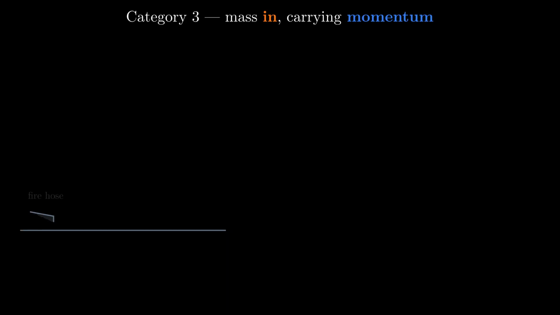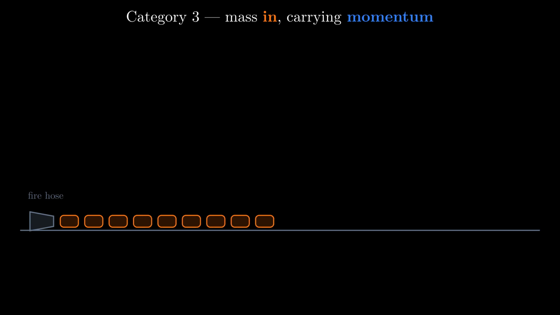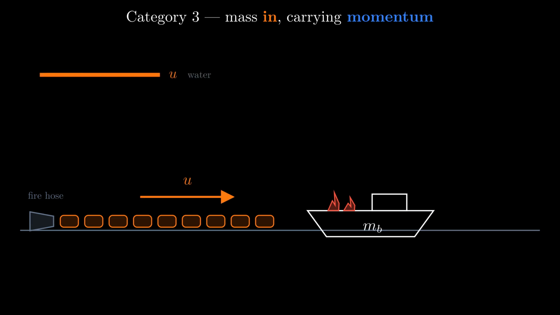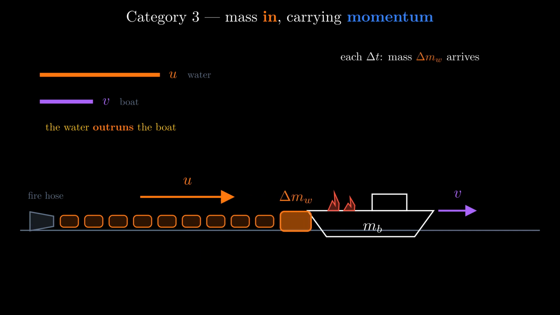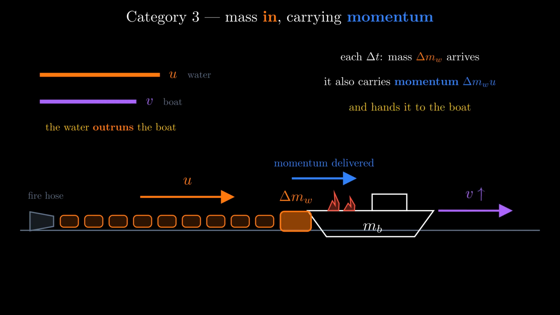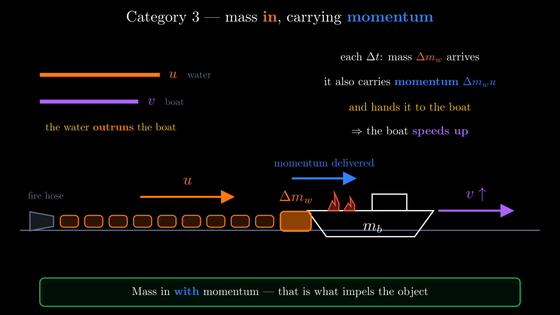Category 3. A fire hose shoots a horizontal column of water at a burning boat of mass m sub b. The water moves at speed u faster than the boat, which is already gliding forward at speed v. During each interval, delta t, a column of water of mass delta m sub w strikes the hull. This time, the arriving mass carries forward momentum and it delivers that momentum to the boat. The impacts continually drive the boat forward, increasing its speed. Mass flows in and the momentum flows in with it. That is what impels the object.